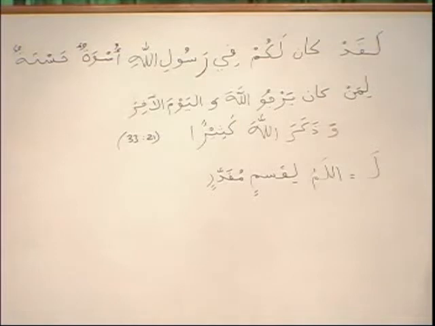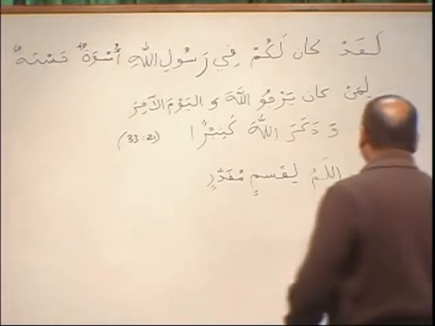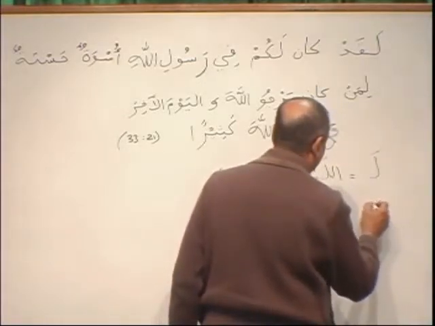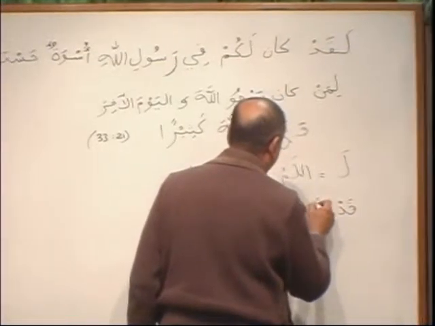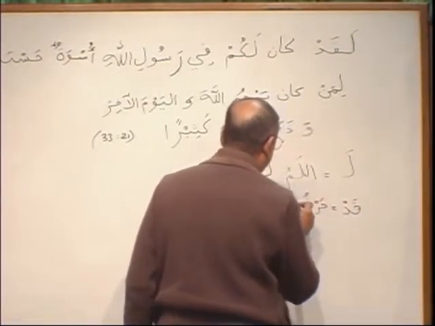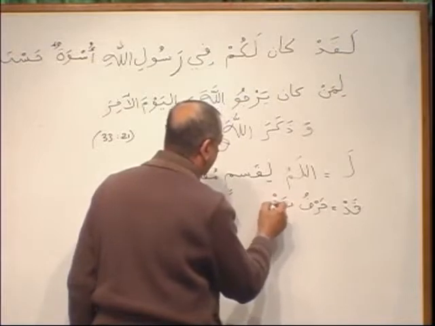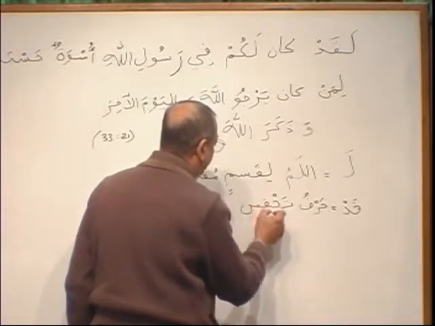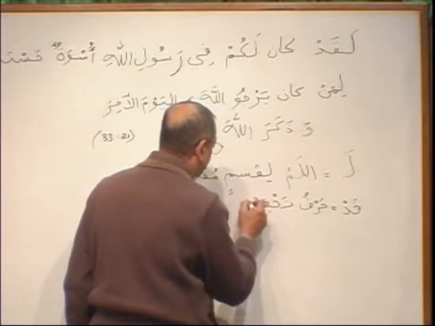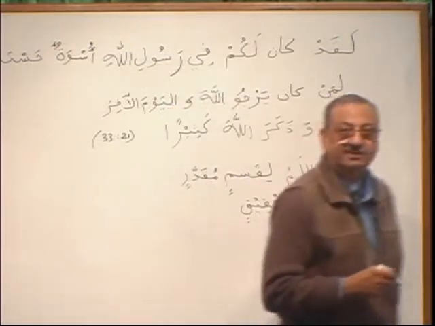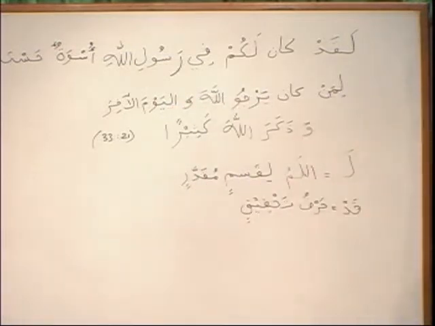And then what is qad? Qad comes with fi'l madi for tahqiq. It's called harfu tahqiq. Qad is harfu tahqiq. Are you with me, brothers and sisters? This is how we will describe things, brother. And what is kana? Fi'lun madin mabniun ala fatah.